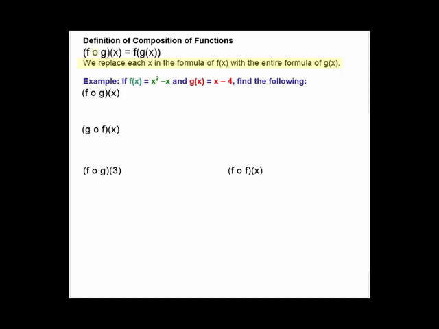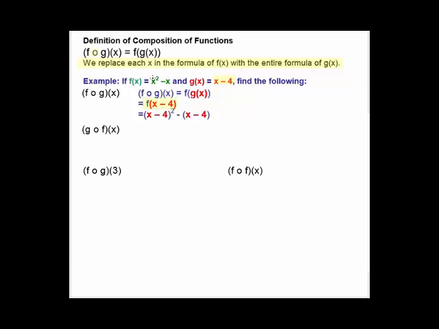Here we have the example, f of x equals x squared minus x, and g of x equals x minus 4. We're going to find f in composition with g of x, g in composition with f of x, f in composition with g of 3, and f in composition with f of x. We'll start with f in composition with g of x. For f in composition with g of x, we plug the formula of g of x, which is x minus 4, in for each x of the f of x formula. So we're really finding f of x minus 4.